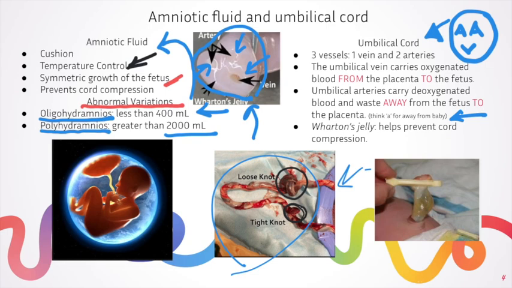This picture on the right, see this little bulby area right here? This is all Wharton's jelly. So this whole thing is Wharton's jelly. But you might see an umbilical cord that has this little bulby thing right here. That's fine. Don't worry about it. It's just Wharton's jelly.